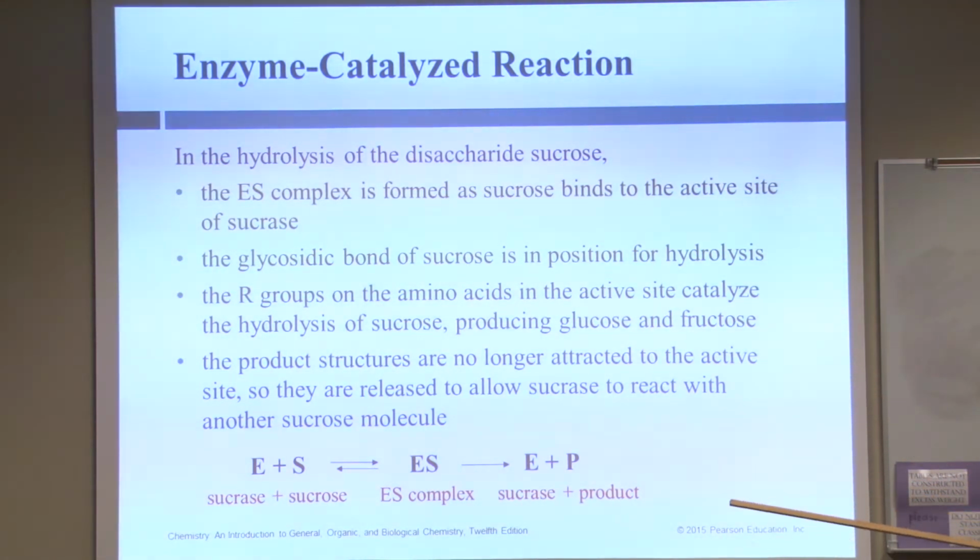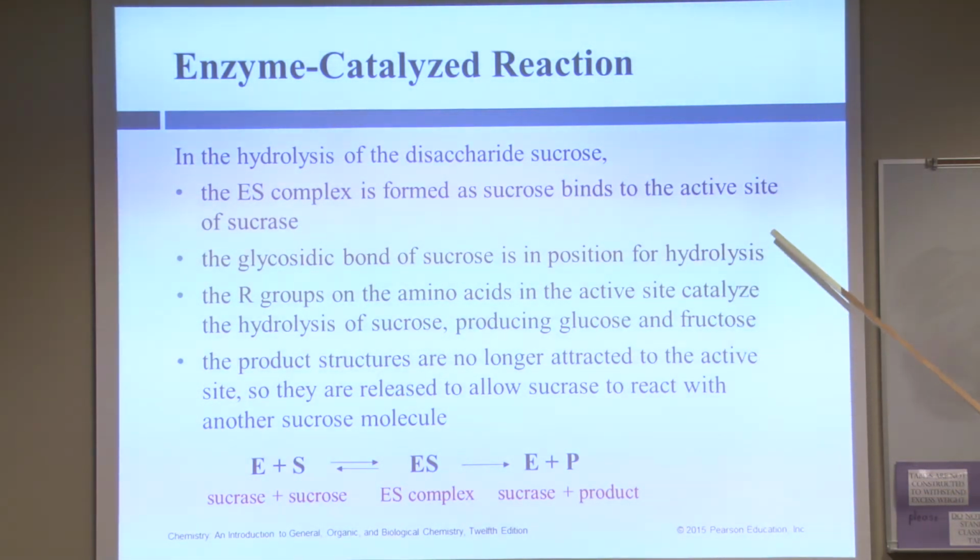Now the reaction has to start. What is the reaction? The breaking down of the disaccharide sucrose. Hydrolysis is breaking down. Once the substrate, which is sucrose, has connected to the active site on the enzyme, the glycosidic bond of sucrose is in position for hydrolysis. Now the R groups on the amino acids in the active site catalyze the hydrolysis. They let it go faster at a lower energy, producing glucose and fructose. The product structures are no longer attracted to the active site, so they are released and allow the sucrase to react with another sucrose molecule.